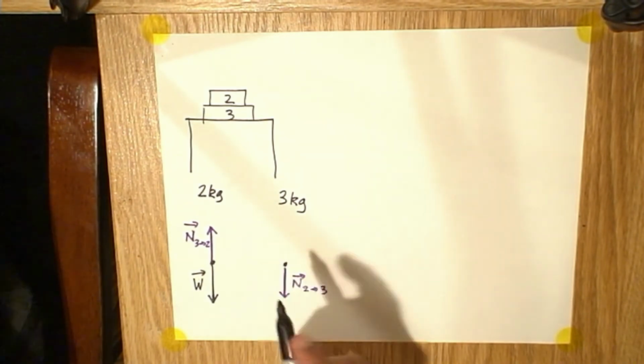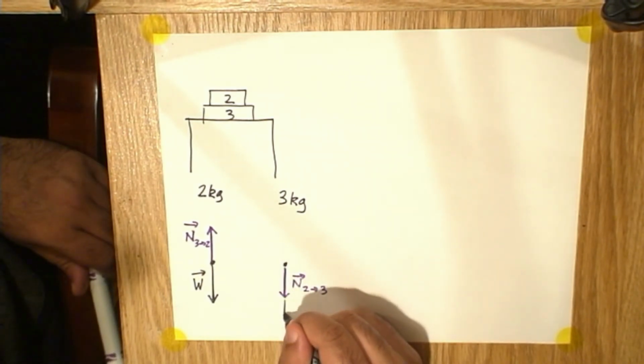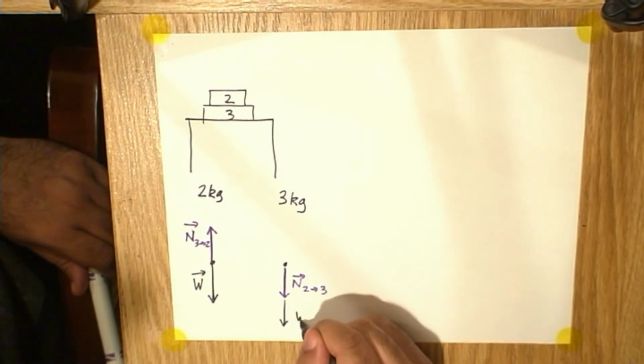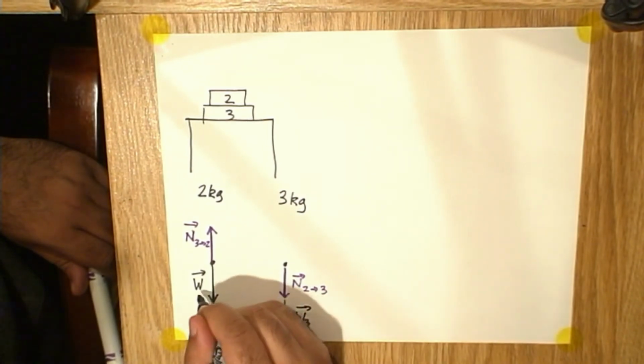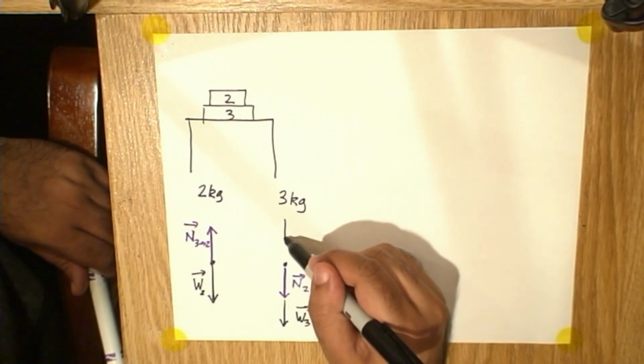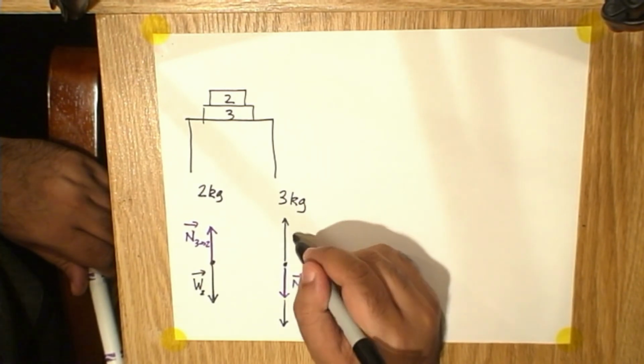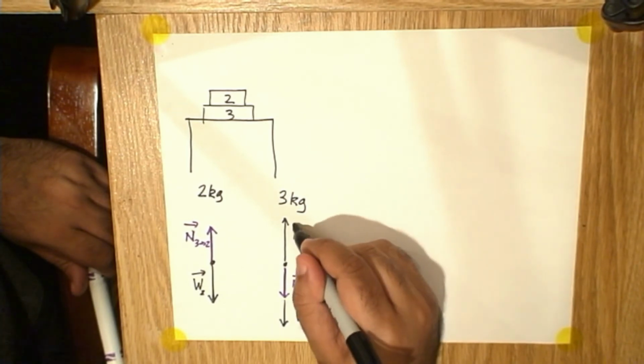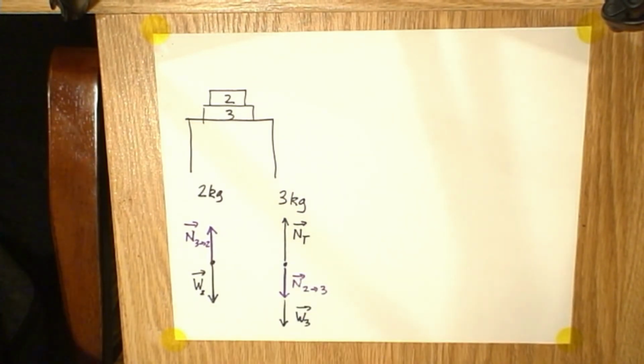And this is in addition to object 3's weight, and in addition to the support that object 3 is going to feel from the table. This is the normal force that object 3 feels from the table.